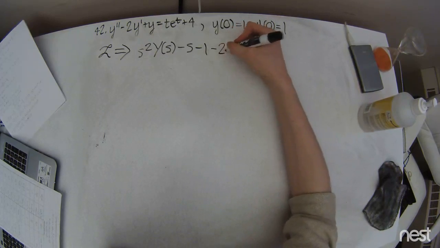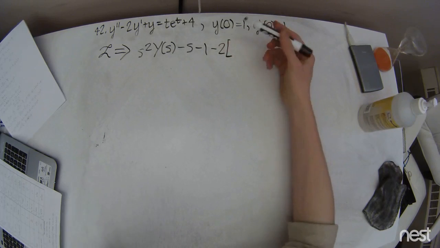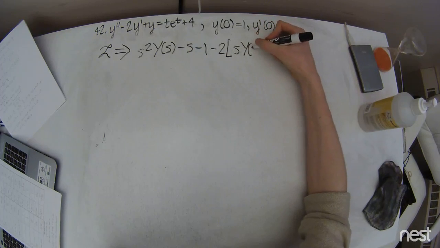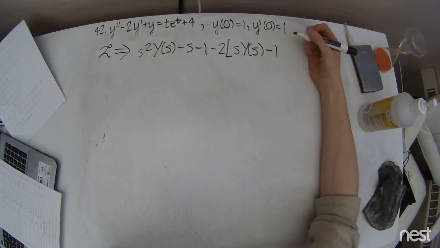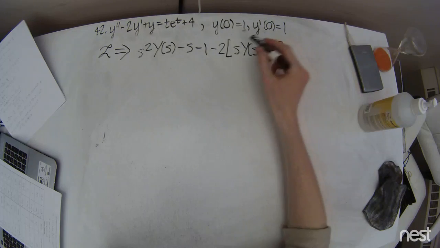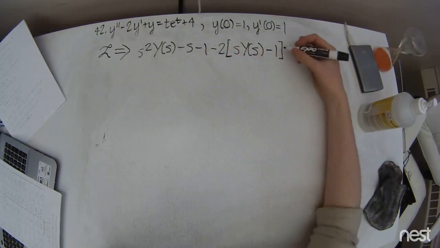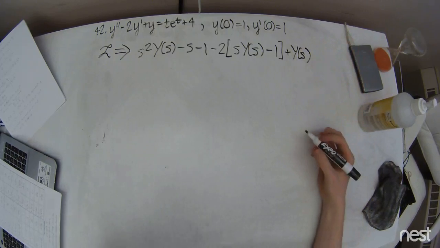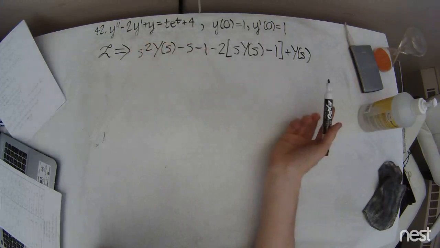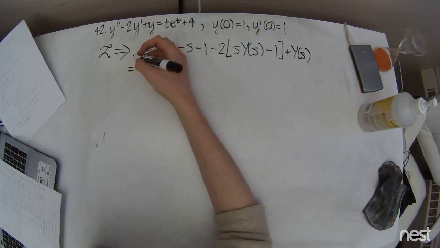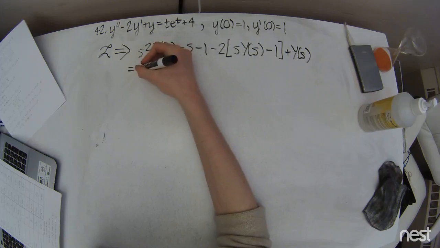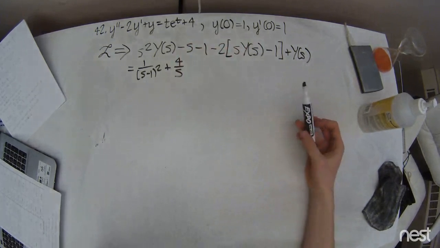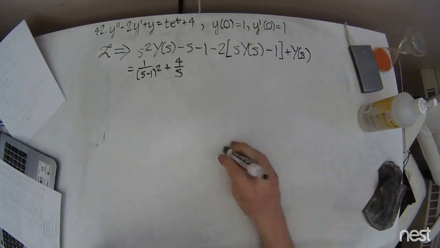And now we're going to minus 2 times the Laplace transform of y prime, and that's going to equal s times Y(s) minus 1, and that comes from this first initial condition again. And then just the Laplace transform of y, which is just Y(s). And then we need to take the Laplace transform of the other side. That's going to end up being 1 over (s minus 1) squared plus 4 over s. And I get that from consulting the Laplace transform table yet again.